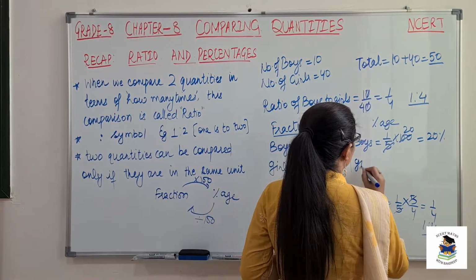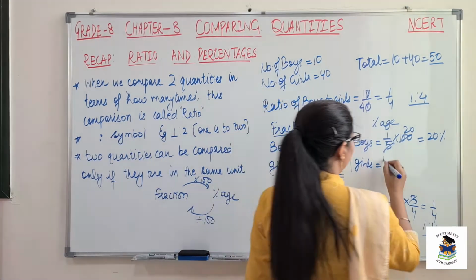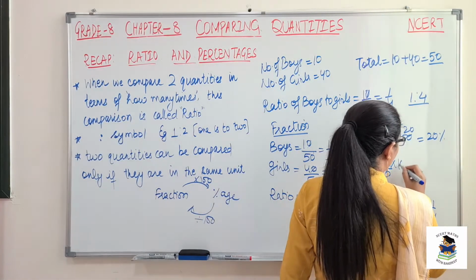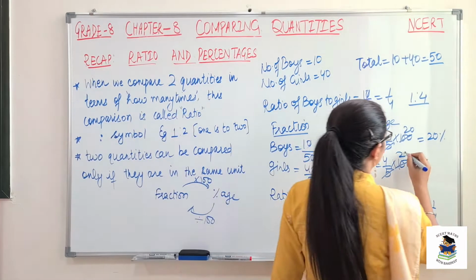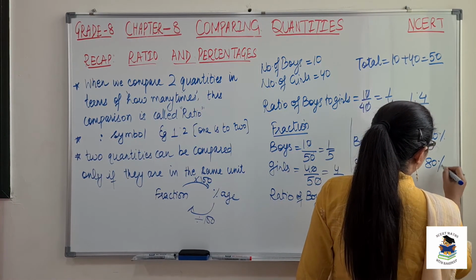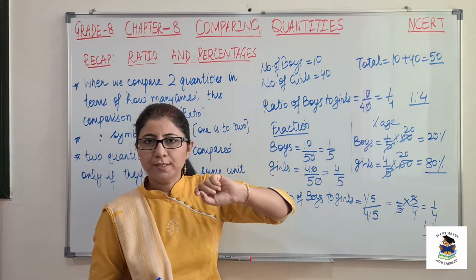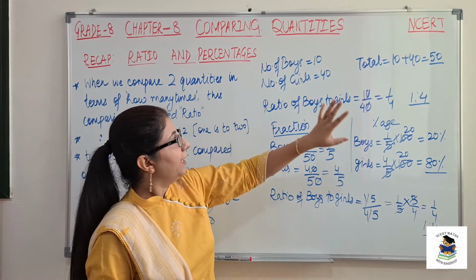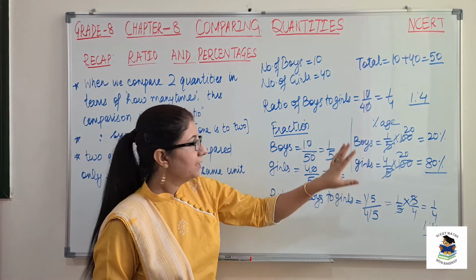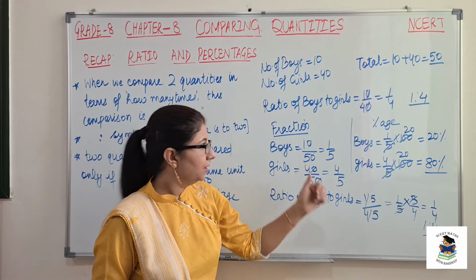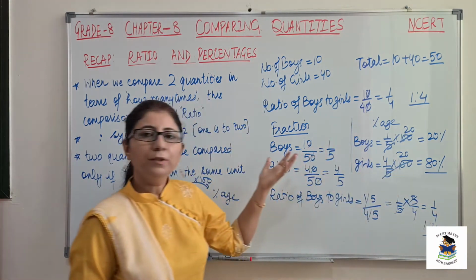Then the percentage of girls. So the fraction of girls, that is 4 by 5, multiplied by 100. So again you will cancel it. 5 20s are 100. So it is 80%. Okay. So that means in a class in which 50 students are there, 10 boys and 40 girls, we can say that 20% are boys and 80% are girls. So this is how we will convert a fraction into a percentage.